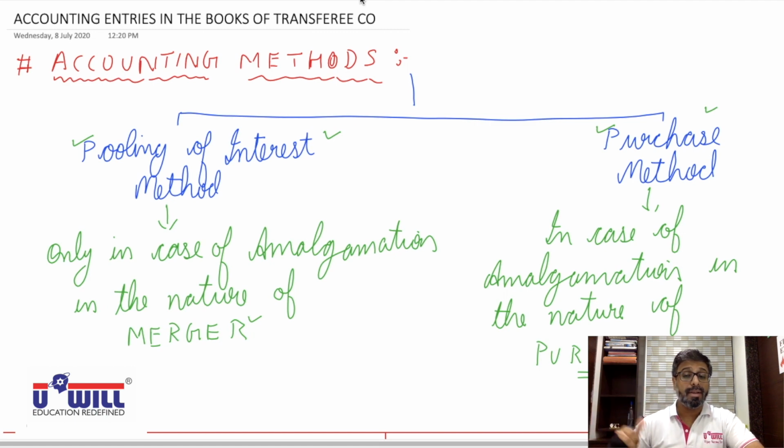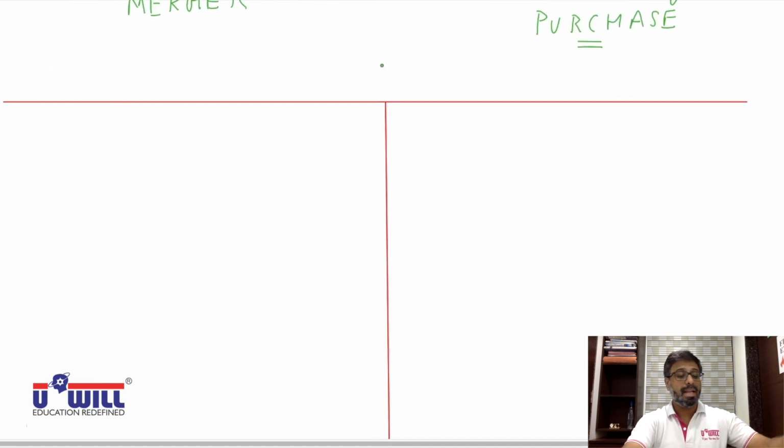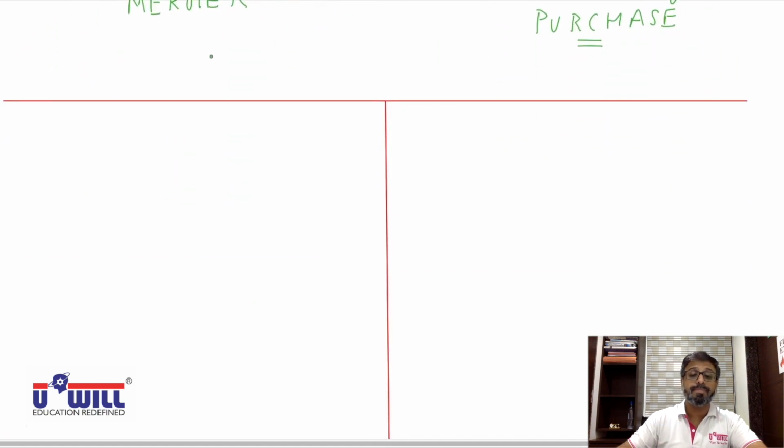Okay, I repeat, in the last lecture the 14 entries you studied remain the same irrespective of whether it is merger or purchase. So these methods are applicable only when accounting is asked in the books of the transferee company. If the transferee company's books are asked, first you will have to identify whether it is merger or purchase. Let's proceed with the accounting part.